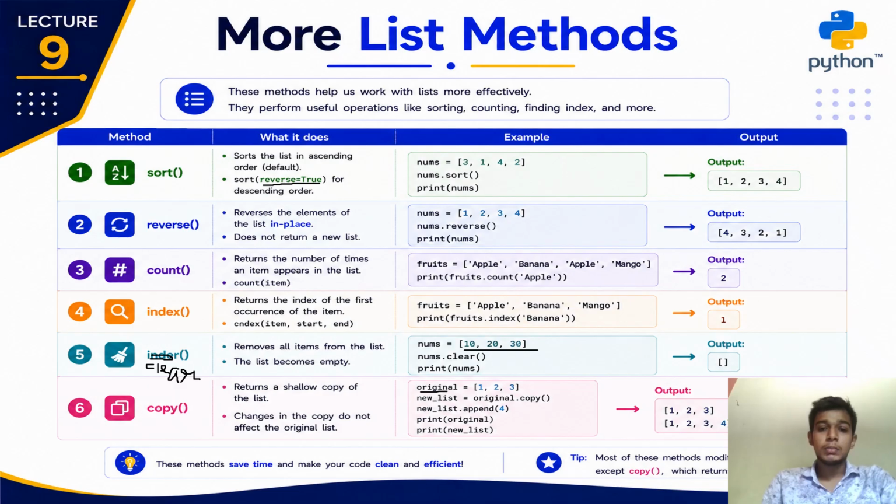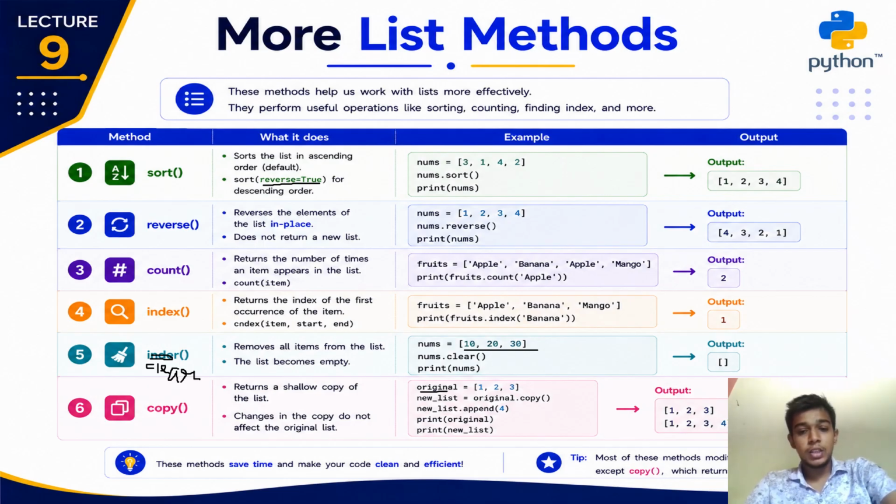Let's quickly revise today's methods. Sort helps to arrange elements in order. Reverse reverses the list. Count counts how many times an item appears. Index returns the position of an item. Clear removes all elements. And copy creates a duplicate list. These methods save time and make list handling much easier.